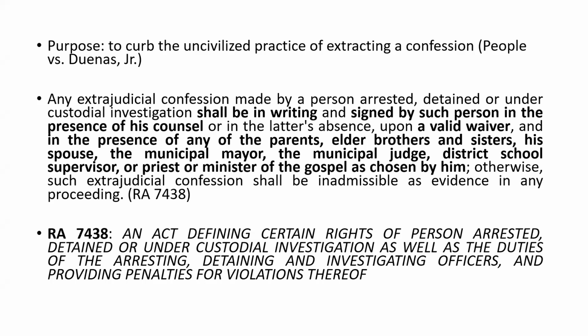So if you will become future policemen and the accused wants to confess to the crime, you should follow this because this is the proper way of extracting an extrajudicial confession. It should be done in writing and he should be assisted by counsel. And in the absence of his counsel, his immediate relatives and some personalities such as your mayor, judge, school supervisor, and your priest or minister should be present. Is that clear?